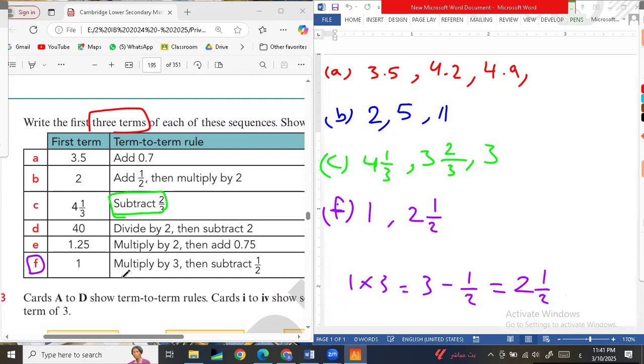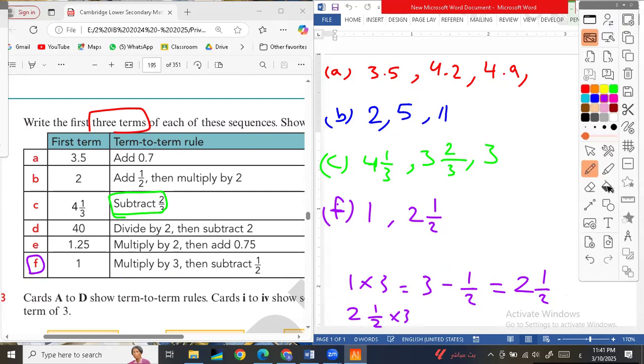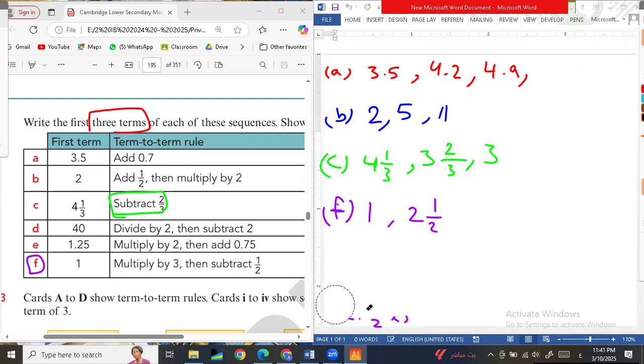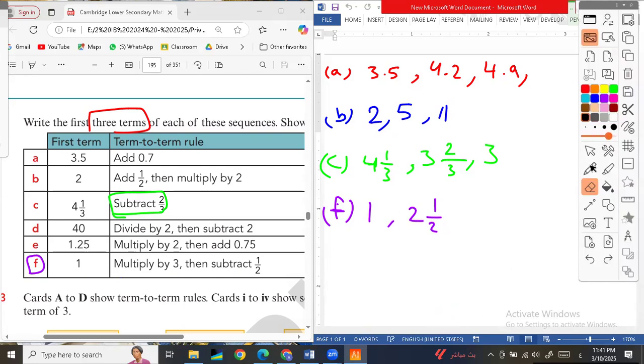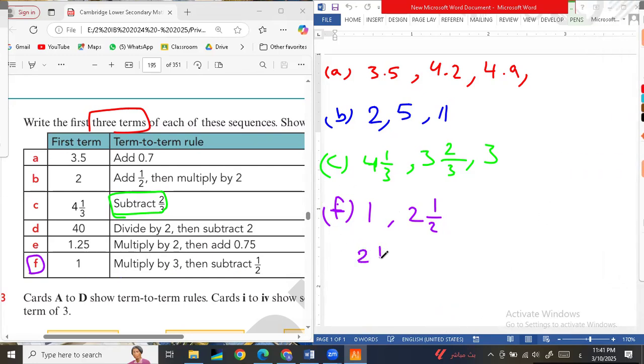After that, I go back to the term rule, multiply by 3. So I need 2.5 multiplied by 3. Let's erase this and do the working out up there. 2.5, I need to multiply by 3, and then at the end, I subtract half. Let's do this. 2.5 multiplied by 3. Okay, mister, can I convert this into an improper fraction like how we learned in the fractions lesson, the unit 8? Yes, no problem.